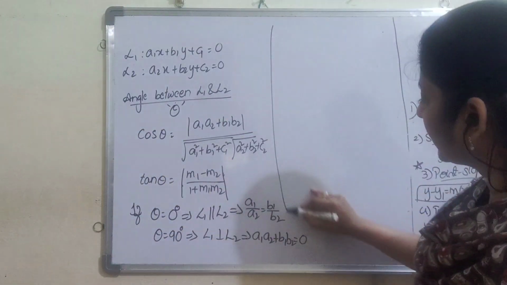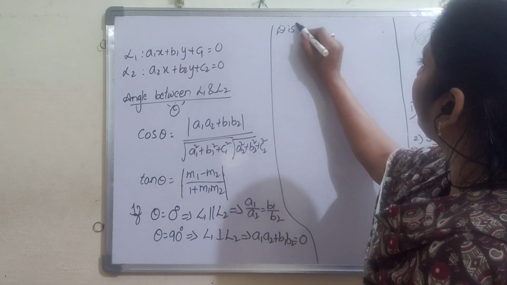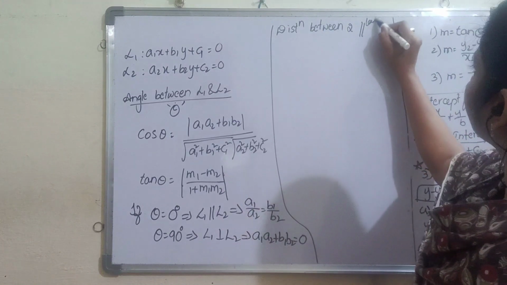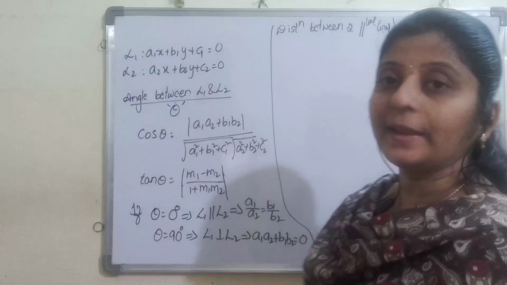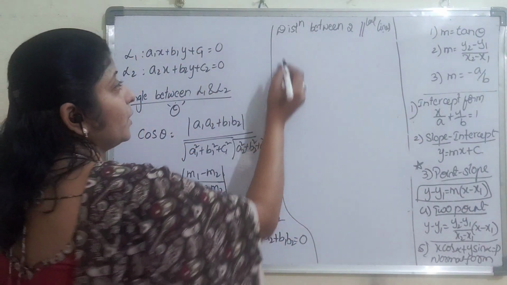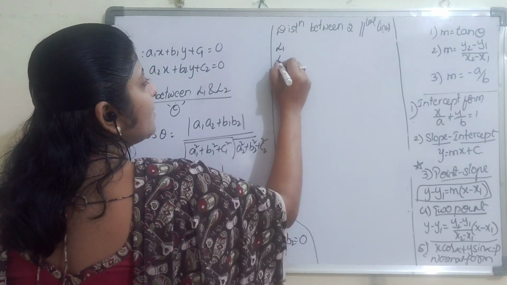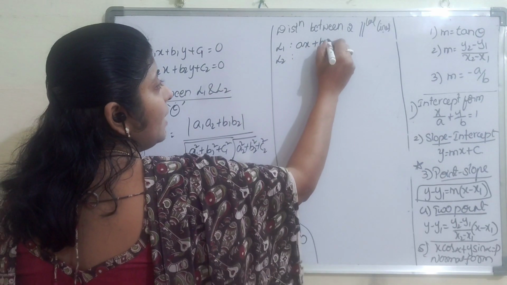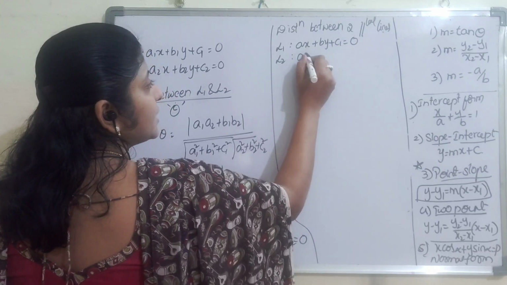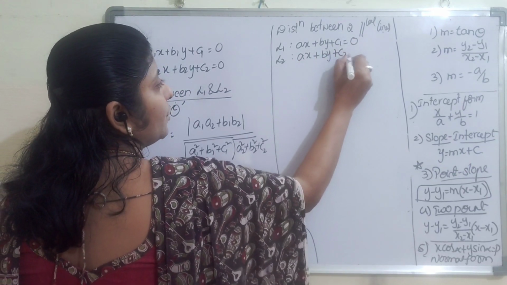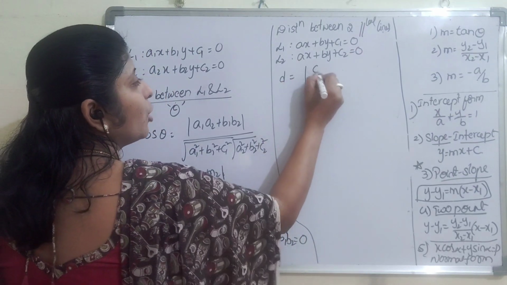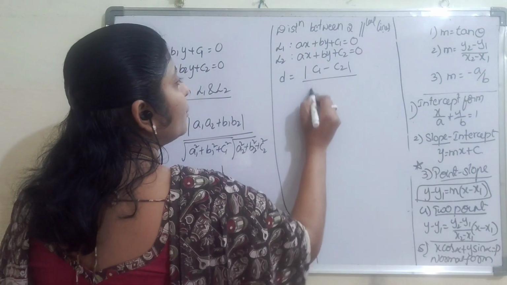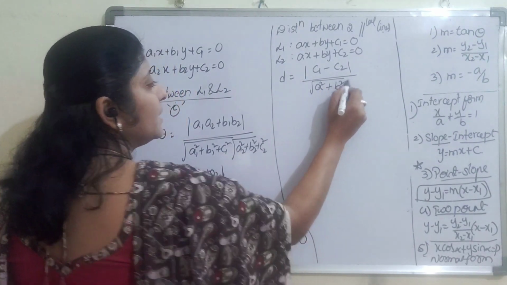And one more: distance between two parallel lines. We always find the distance between parallel lines only. If the lines are parallel, the x and y coefficients will be equal: Ax plus By plus C1 equal to 0, and only the constant changes, plus C2 equal to 0. Distance can be written as modulus of C1 minus C2, only the difference of the constants, by root of A square plus B square.